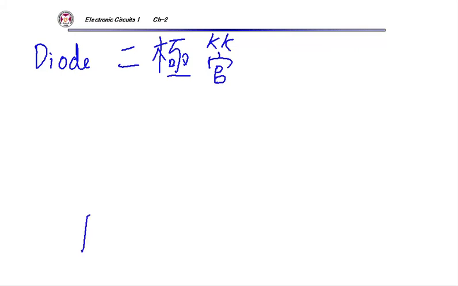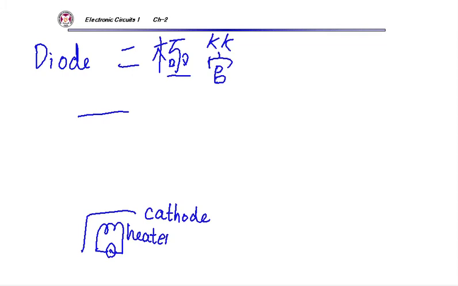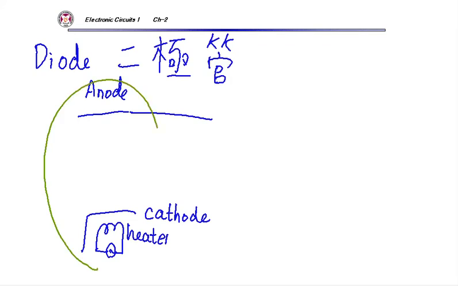There is an electrode which is called cathode, and there is a heater here, and there is one electrode which is called anode. They are placed inside the vacuum. Okay? This is my vacuum.